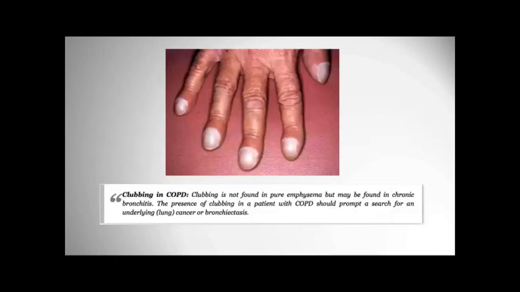This is something very important. People with COPD can have clubbing if they have chronic bronchitis. If they have emphysema, they are not very likely to have clubbing. When we have a patient that has emphysema and clubbing, we have to look for something: lung cancer or bronchiectasis, which are dilatations of the bronchi. It is not found in pure emphysema because, as we are going to study in the future, COPD can be emphysema, can be chronic bronchitis, or can be a mixture. Sometimes there is an overlap between the features of emphysema and chronic bronchitis. But in pure emphysema, we don't see clubbing.